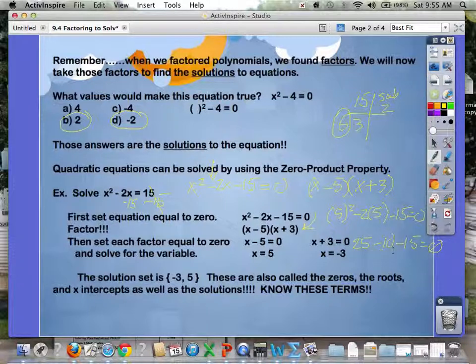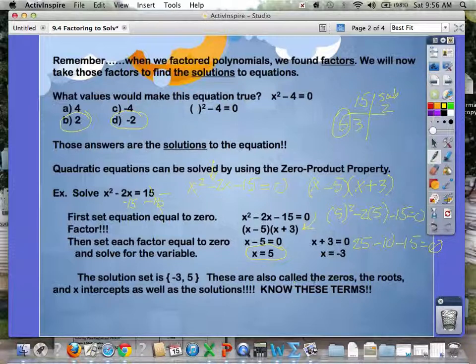Yes, it does. 25 minus 25 is 0. And that's the whole point of this. It's the zero product property. Once you find your answers, if you plug those two answers in, it makes the statement true. The same would happen if you plugged in a negative 3. So our solution set, or our solutions, are negative 3 and 5.